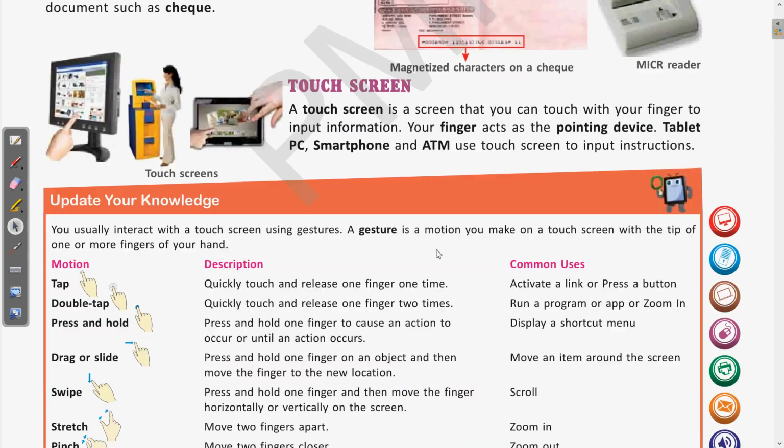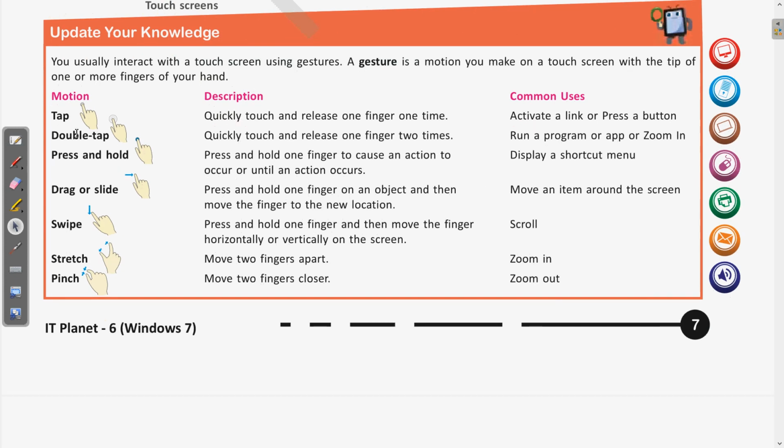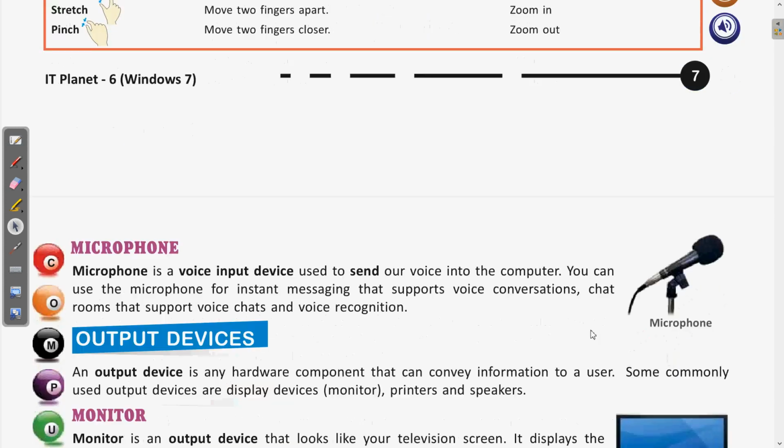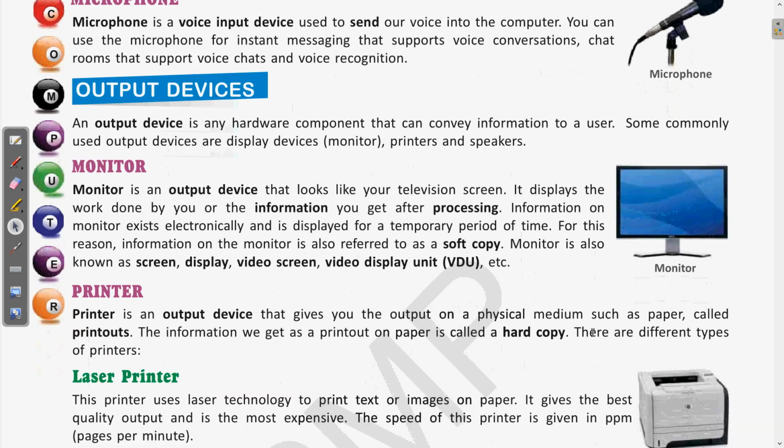After that we have seen how to control the motions on different touch screen surfaces. This was explained to you very well. What are the uses of a single tap and double tap was explained in the previous videos. After that, microphone we have discussed, that is also an example of an input device.